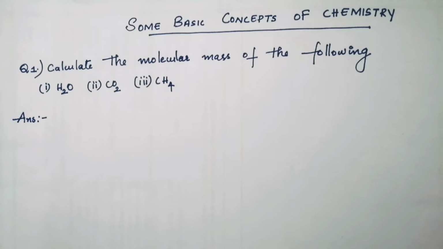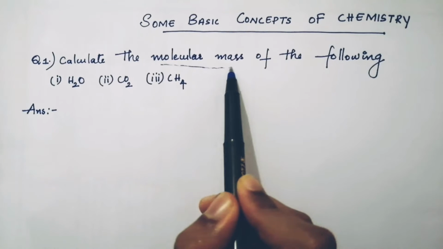Hey all. So today we are going to look into the NCERT textbook problems of the chapter Some Basic Concepts of Chemistry. If we look into the textbook, question number 1 says, calculate the molecular mass of the following. First one is H2O, second one is CO2, and third one is CH4. Now I'm going to explain how we approach such a problem. We are being asked to find the molecular mass.